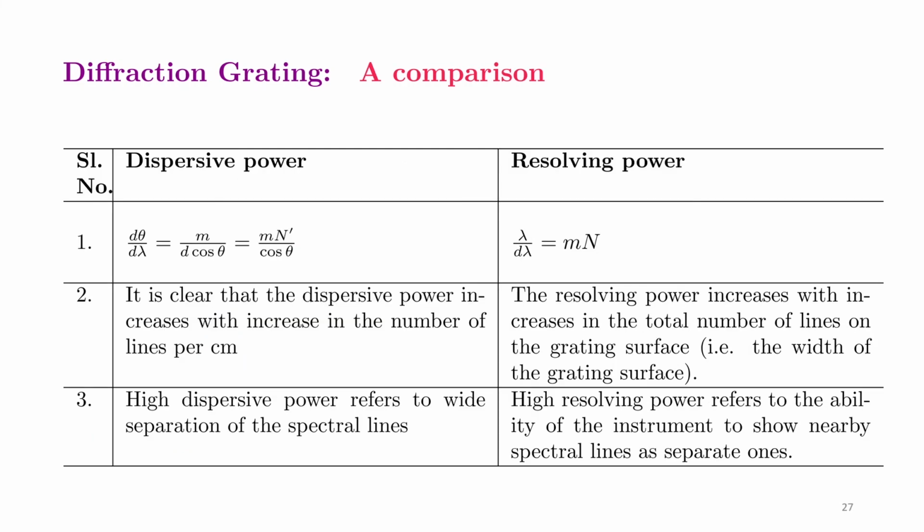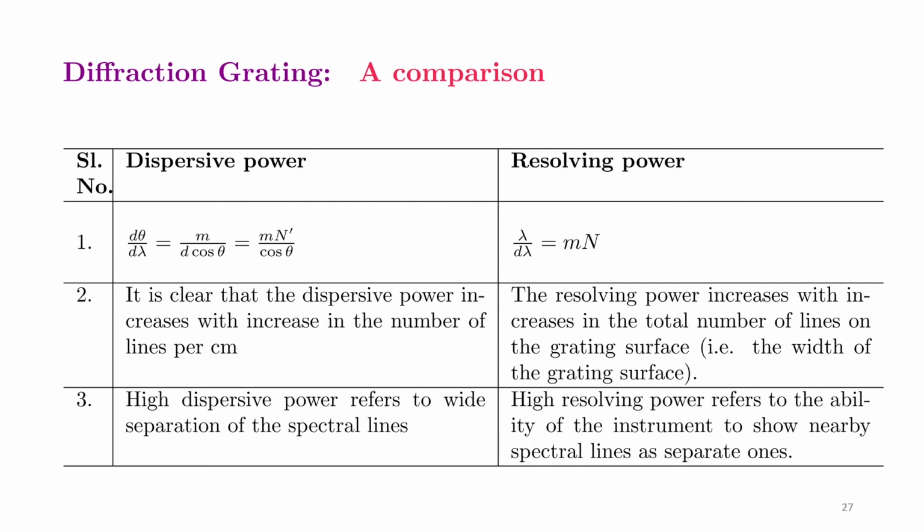This is a comparison of the dispersive power and the resolving power of a grating. The dispersive power is defined to be d theta over d lambda, and that is m over d cos theta, which is again equal to m n dash over cos theta. Whereas the resolving power is lambda over d lambda equal to m times n. N dash is the number of lines per centimeter on the grating surface, and n is the total number of lines on the grating surface.